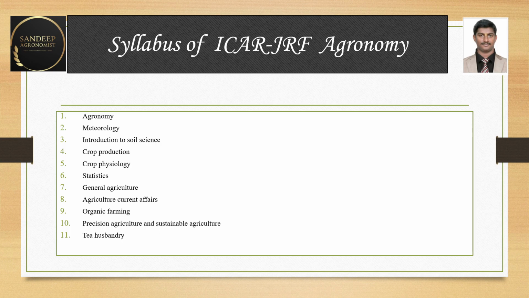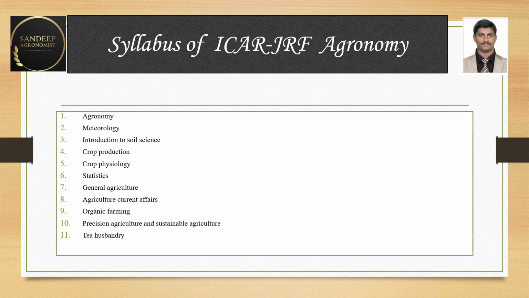Next one is organic farming. For this, you just go through the University of Agricultural Sciences Dharwad notes that will give you more concise information about organic farming. Next one is precision agriculture and sustainable agriculture. For this also, personally, I will prefer the notes of UAS Dharwad. And for tea husbandry, okay, tea husbandry you can refer from the Tamil Nadu Agricultural University notes, that is production technology of herbs. Those notes will help you more.